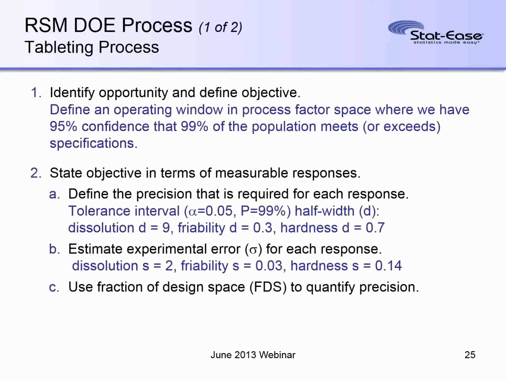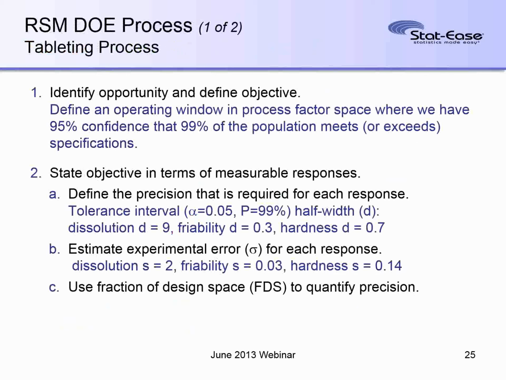So our D's, those half-widths of the tolerance interval requirements for the dissolution, is 9. You can think of that as if we are predicting an optimal condition, plus or minus how much will be an acceptable outcome for our process. So if you're predicting 100, is plus or minus 100 good enough for D? Or would you rather have plus or minus, in this case, 9? For friability, plus or minus 0.3, and for hardness, plus or minus 0.7.